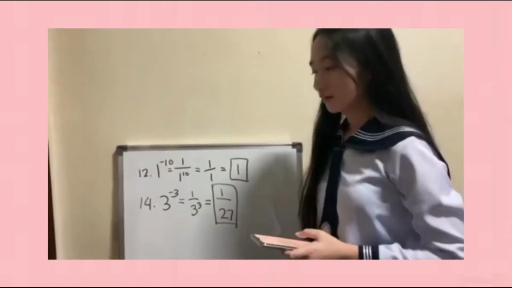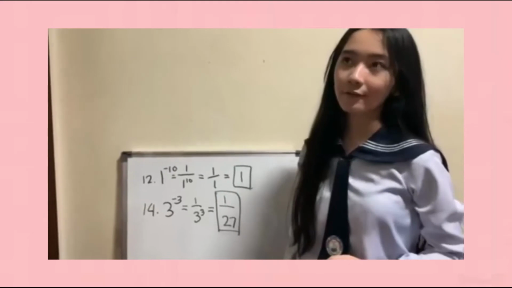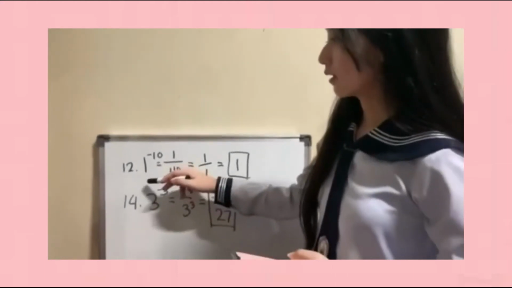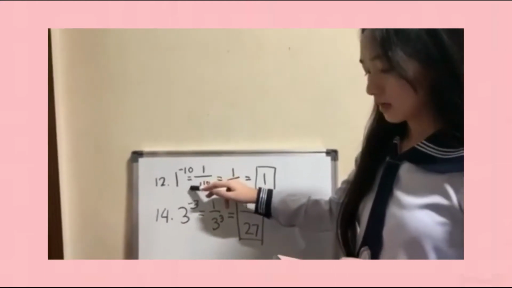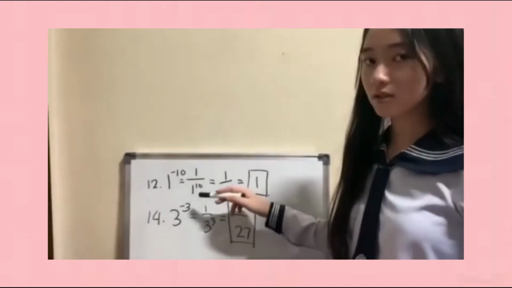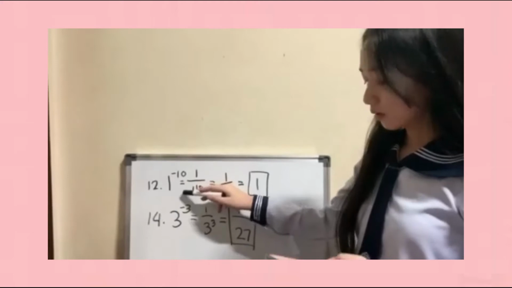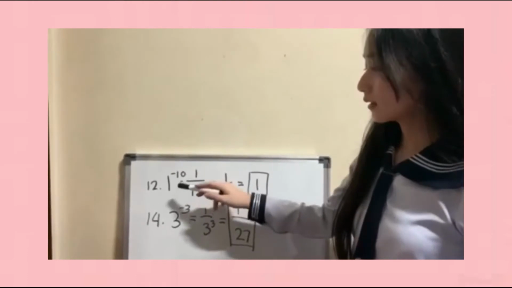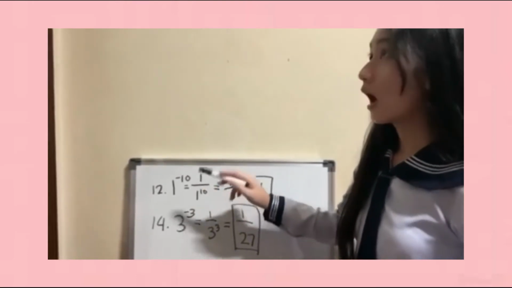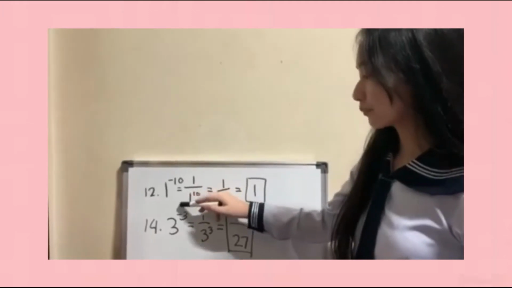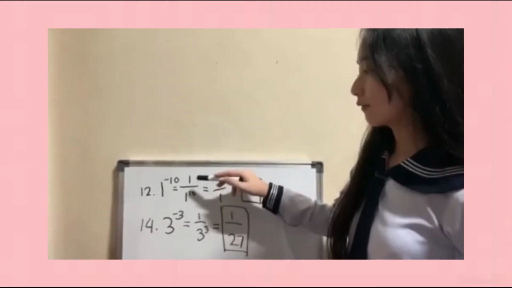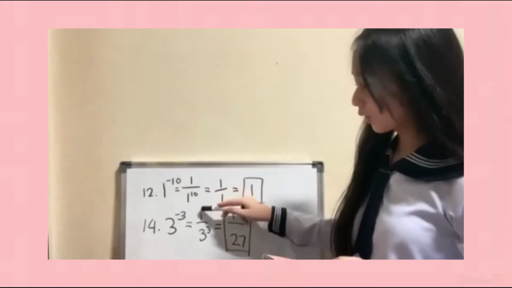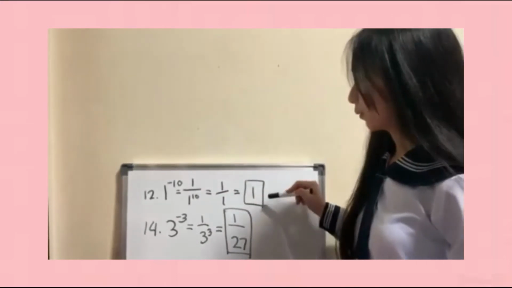Hello. My name is Angelique Pescona and I will be reporting for numbers 12 and 14. For number 12, the given is 1 to the power of negative 10. The first thing we do is use the negative integer law because we have a negative exponent. So we need to make it into a fraction. Bring that 1 to the power of negative 10 as a denominator, and we will have 1 as our numerator. So 1 to the power of 10 is equal to 1 over 1, which is equal to 1.